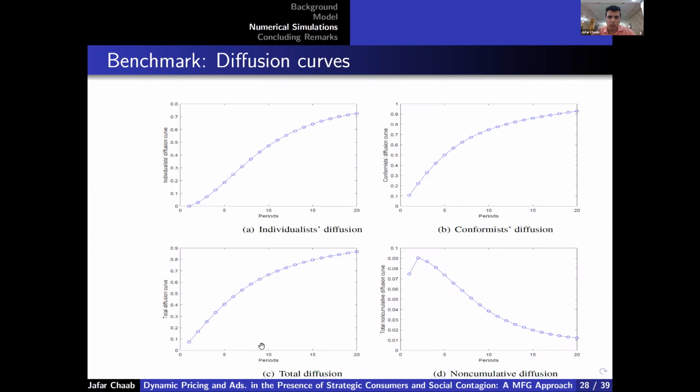Here we can see that there are different diffusion curves for different segments. For the individualist diffusion curve, the trade-off between goodwill effect and saturation effect gives us an S-curve form, while the conformist diffusion curve takes a concave form for the following reason. The conformists are prone to social contagion, and they tend to adopt in early periods in order to induce other people in this segment to adopt faster in the next purchasing occasion. And we can also see that the non-cumulative diffusion curve is different from the classical, well-known bell-shaped curve for diffusion.